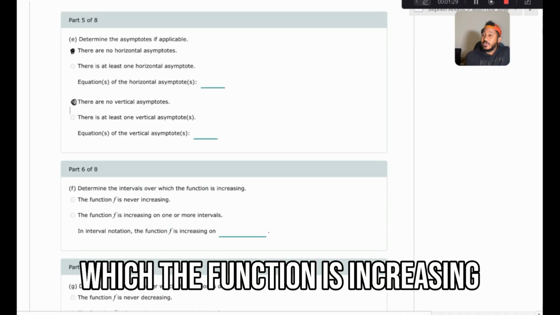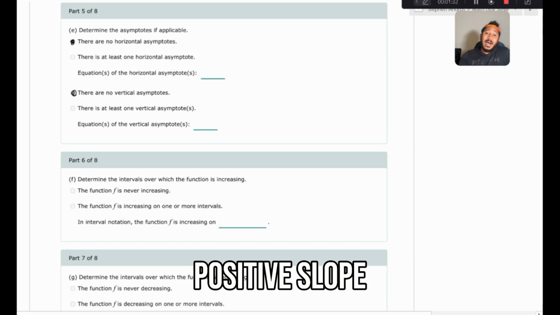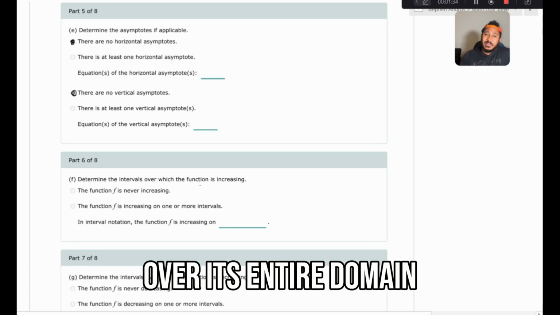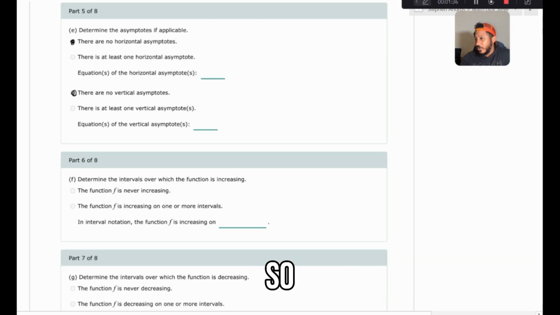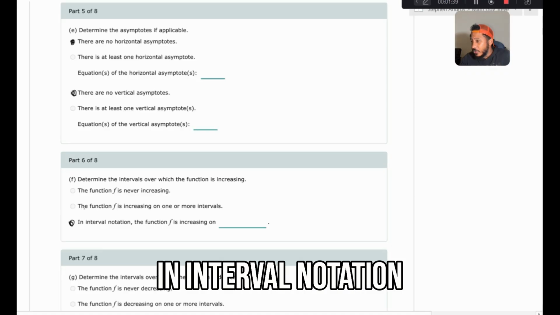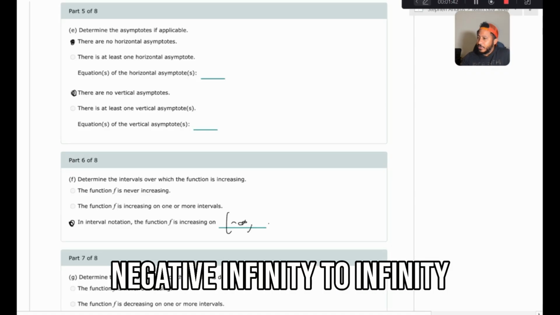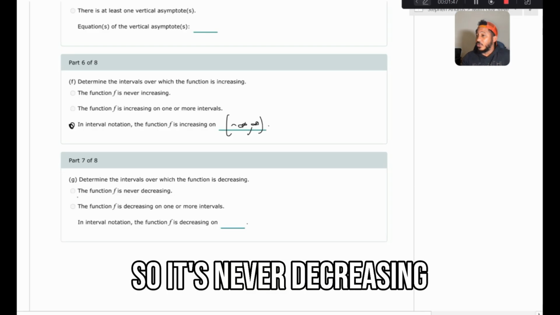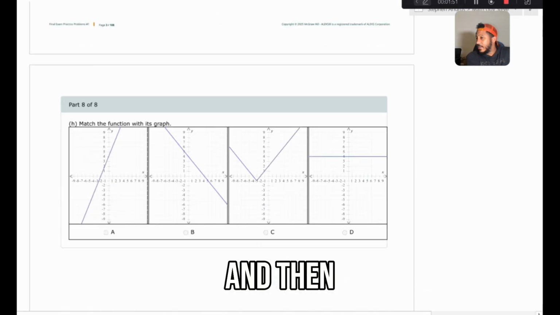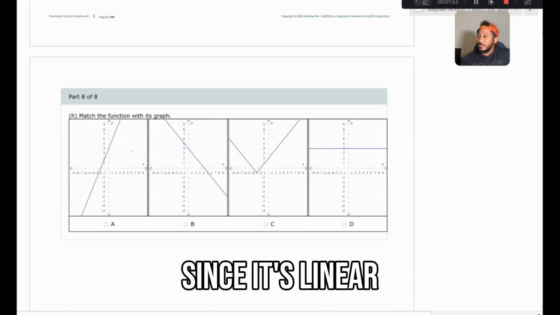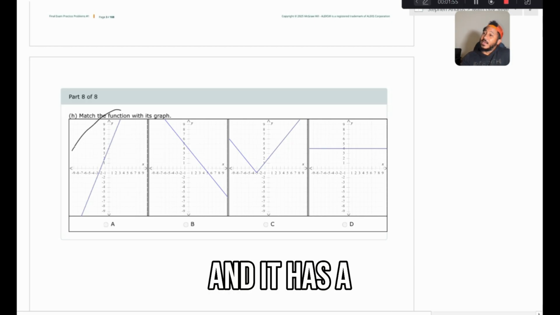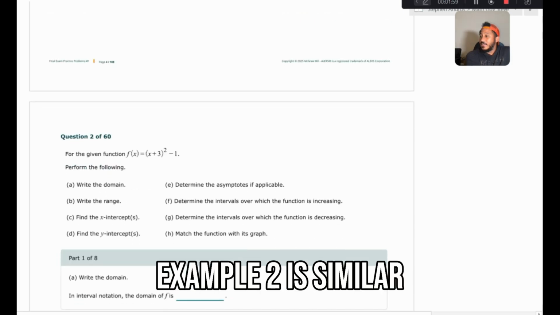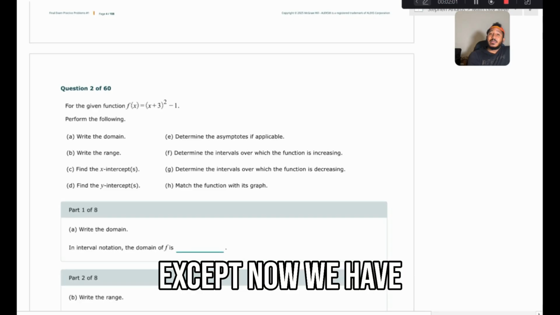Determine the intervals over which the function is increasing. This one has a positive slope, so this one's increasing over its entire domain, meaning over all the real numbers. So in interval notation, the function is increasing from negative infinity to infinity. Whereas the function decreasing, again, because we have a positive slope, this one isn't decreasing at all, so it's never decreasing. And then which graph? Of course, again, since it's linear, we know it's a line, and it has a positive slope, so it would be this graph.